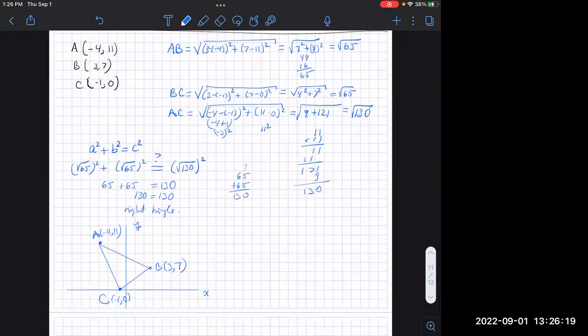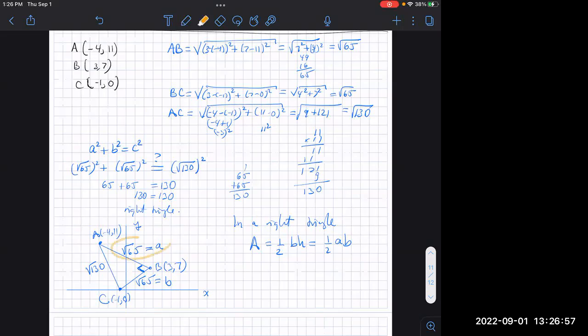AB is square root of 65. BC is square root of 65. And AC is square root of 130, right? Since AC is the largest and it's a right triangle, this should be a right angle. So in a right triangle, or in general, the area is 1/2 base times height, but in the right triangle it is 1/2 the product of the legs.